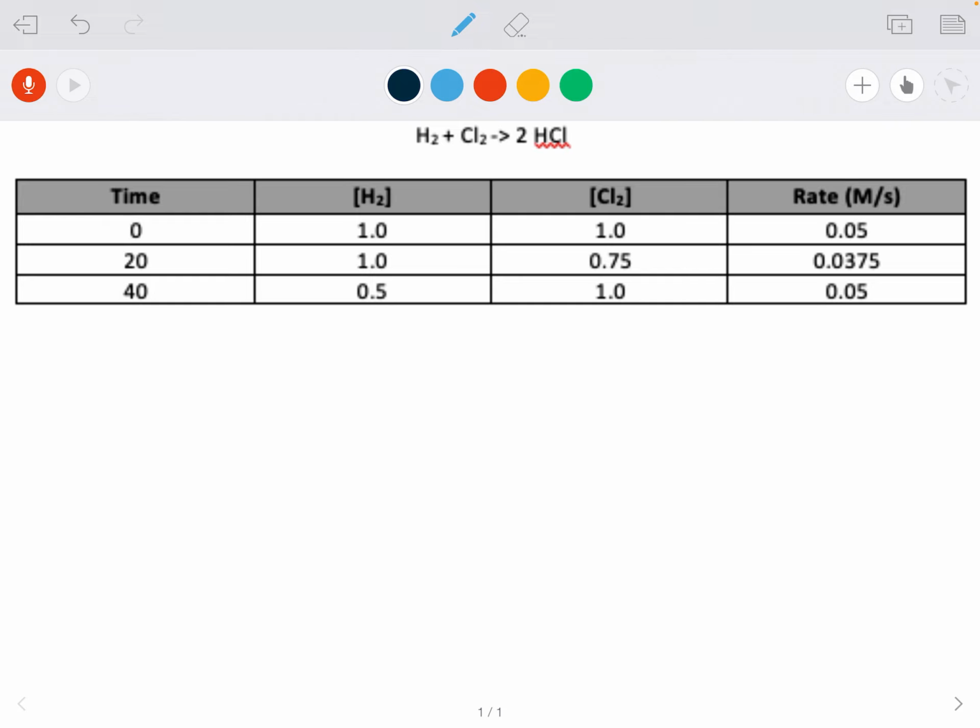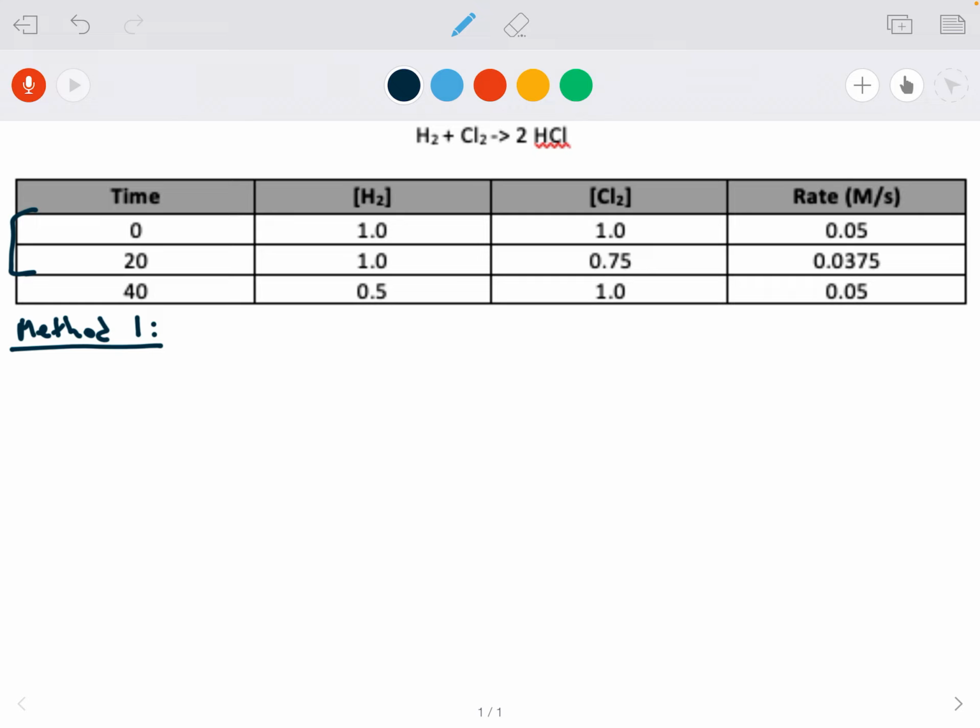There's two ways to do this. So method 1. I can look at this table and see, okay, when does the concentration of hydrogen not change, but the concentration of chlorine does change? And that is going to be the interval right here. Concentration of hydrogen remains constant at 1, while the concentration of chlorine gas drops from 1 to 0.75.